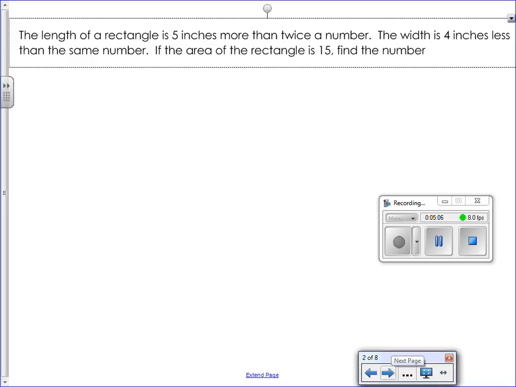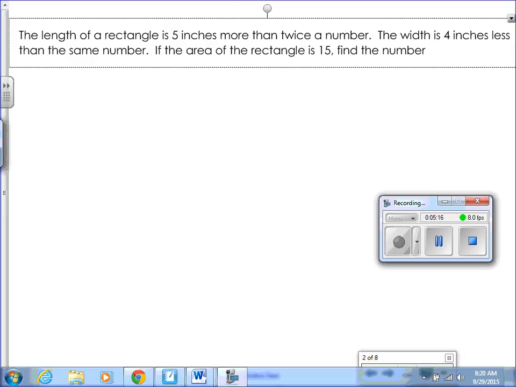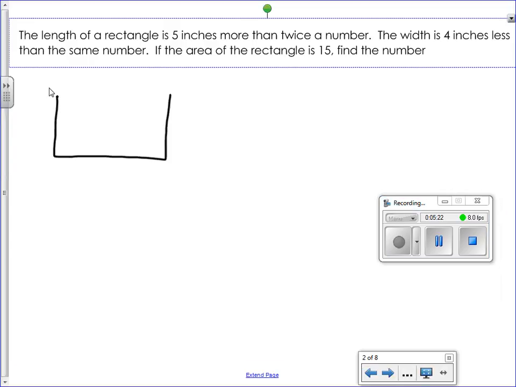You read this one. Try to draw the picture for this one. Try to set this one up. I'll give you about a minute, and then I'll jump in. All right, what does your picture look like? Okay, that's a good start. What do we know about this rectangle?